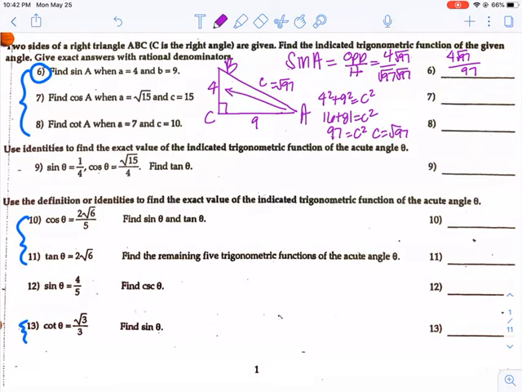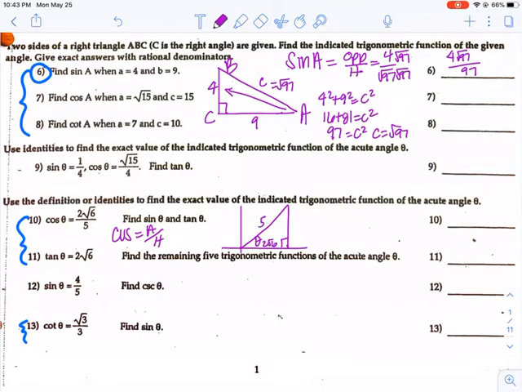10, 11, 13. Same thing, draw a triangle. So let's take a look at number 10. If the cosine is 2 rad 6 over 5, and it says it's an acute angle, it tells me I'm in quadrant 1. So let's set up a triangle. If the cosine is 2 rad 6 over 5, cosine is adjacent over the hypotenuse. So my adjacent side would be 2 rad 6, which would be here. Then your hypotenuse would be 5.